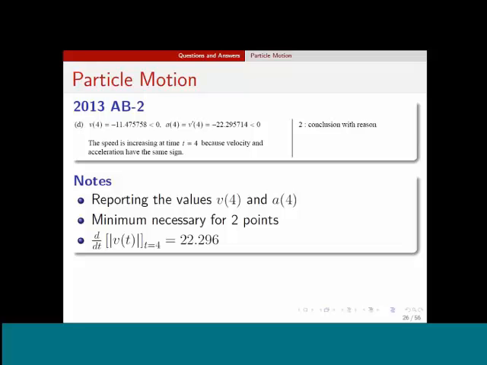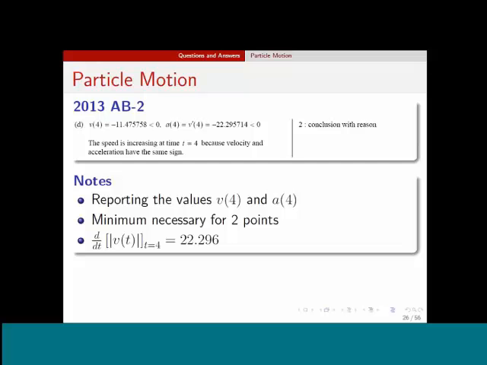So if the student is going to give us a value for V of 4, for example, it's got to be correct to 3 decimal places, rounded or truncated. Anything beyond that third decimal place, we're not going to look at. They could give us minus 11.4. Fine. Minus 11.47. That's okay. Minus 11.476. That's okay. If they give us a value, it has to be correct.